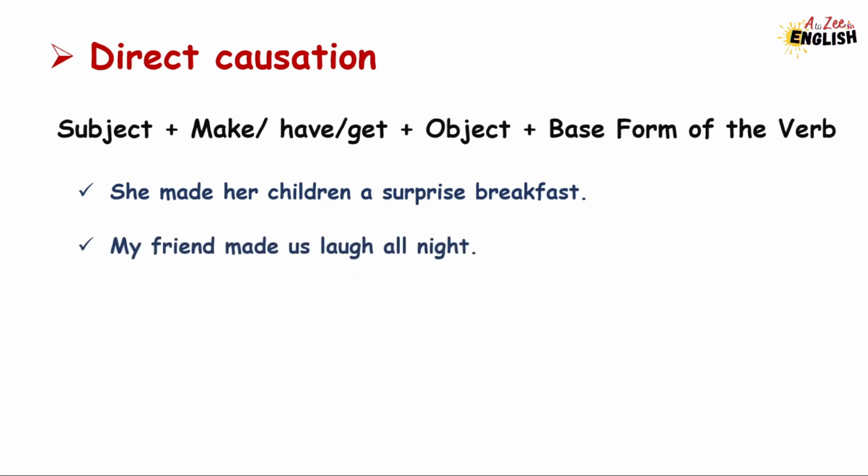My friend made us laugh all night. Here in this scenario, my friend is the individual influencing or causing the action. The causative verb made suggests that my friend played a role in creating an atmosphere or situation that resulted in the action of us laughing all night. I got my friend to lend me his car. This is another example of direct causation.